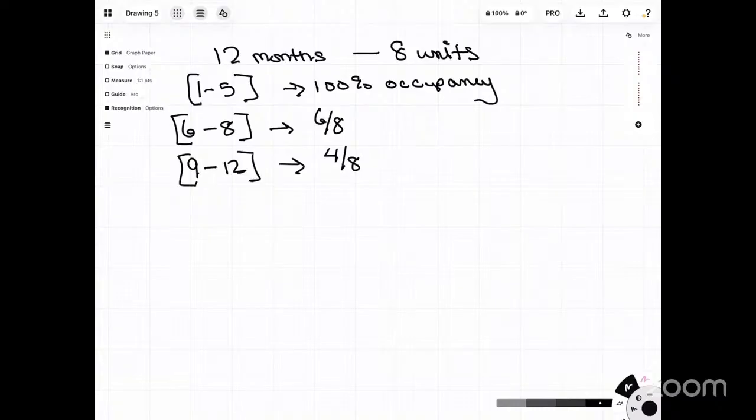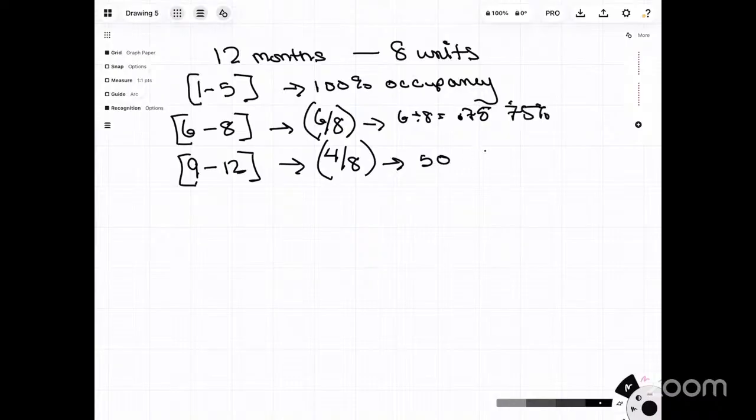All right. My first thing is I'm going to turn this into a percentage. So we know 6/8, I'm going to turn this into a percentage by doing 6 divided by 8, which is 0.75. Right? 0.75. And we know that 4/8 is 50%. So it's 75% and 50%.